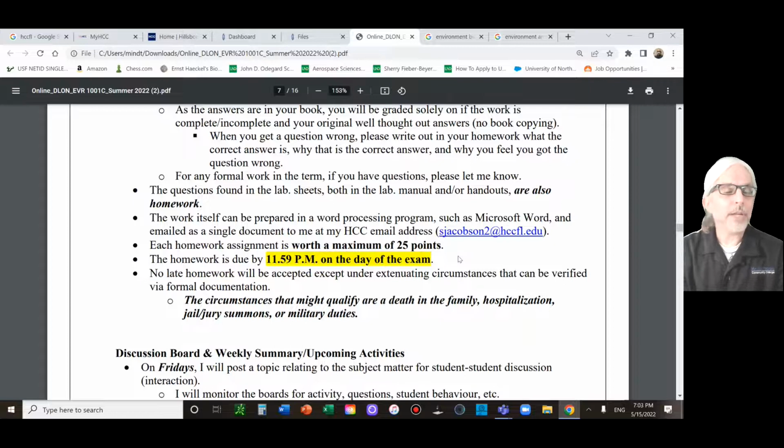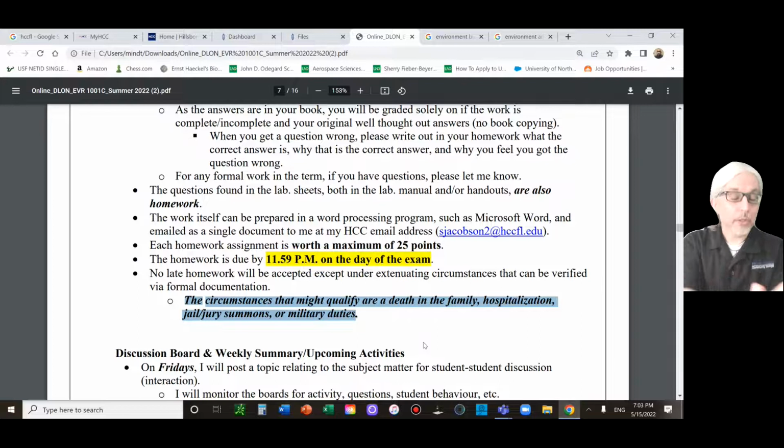Now, I understand things happen in life. Here are the main things that I'll work with. You deal with a death in the family. You're in the hospital. You get a jury summons, or you're in jail. That's happened. I don't need to know why, by the way. Just validate it. You get a military issue. You have to go and serve. I will work with you. These are the main reasons.